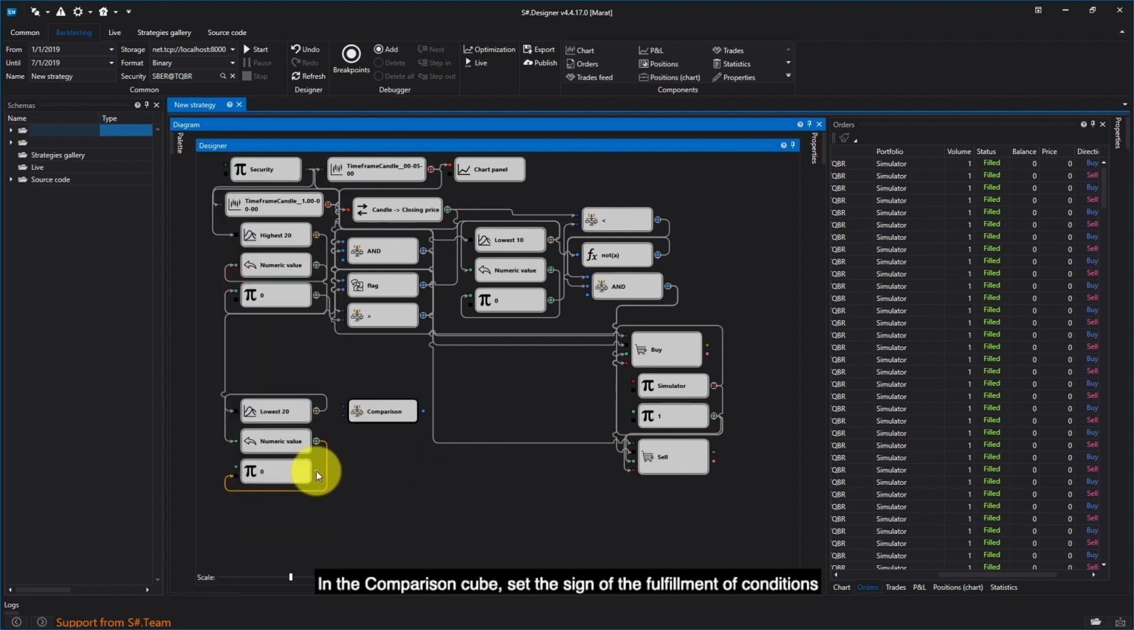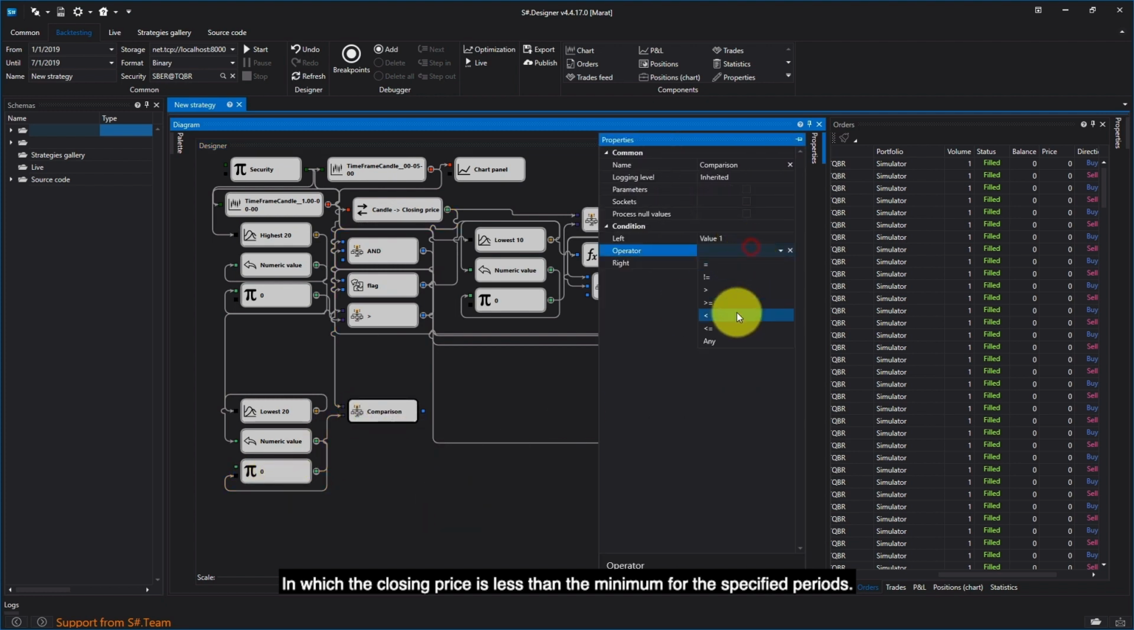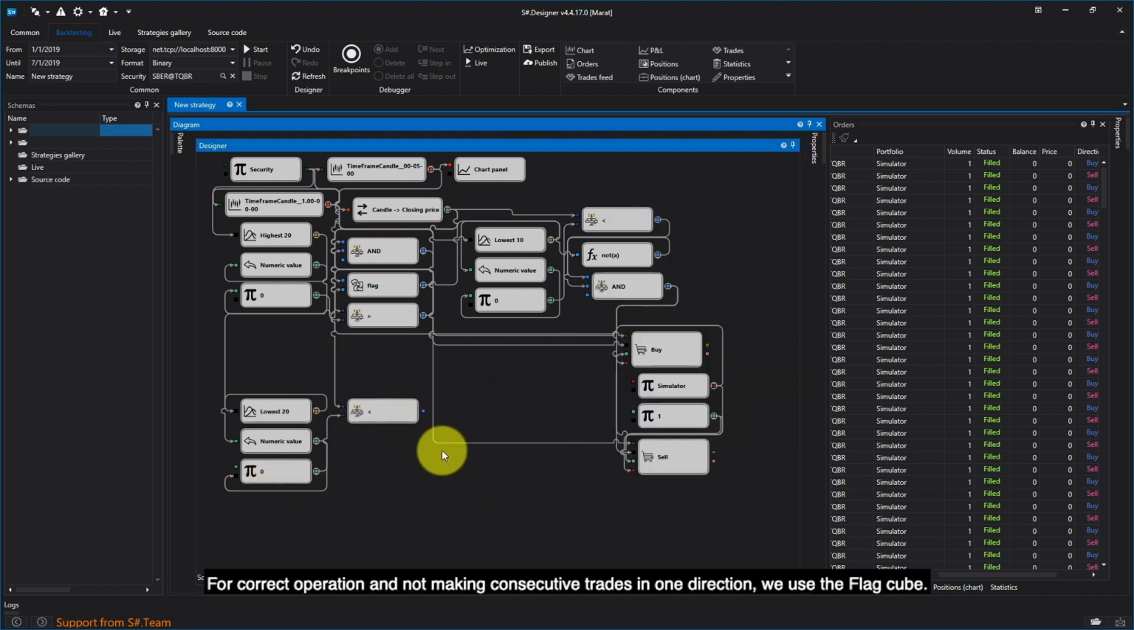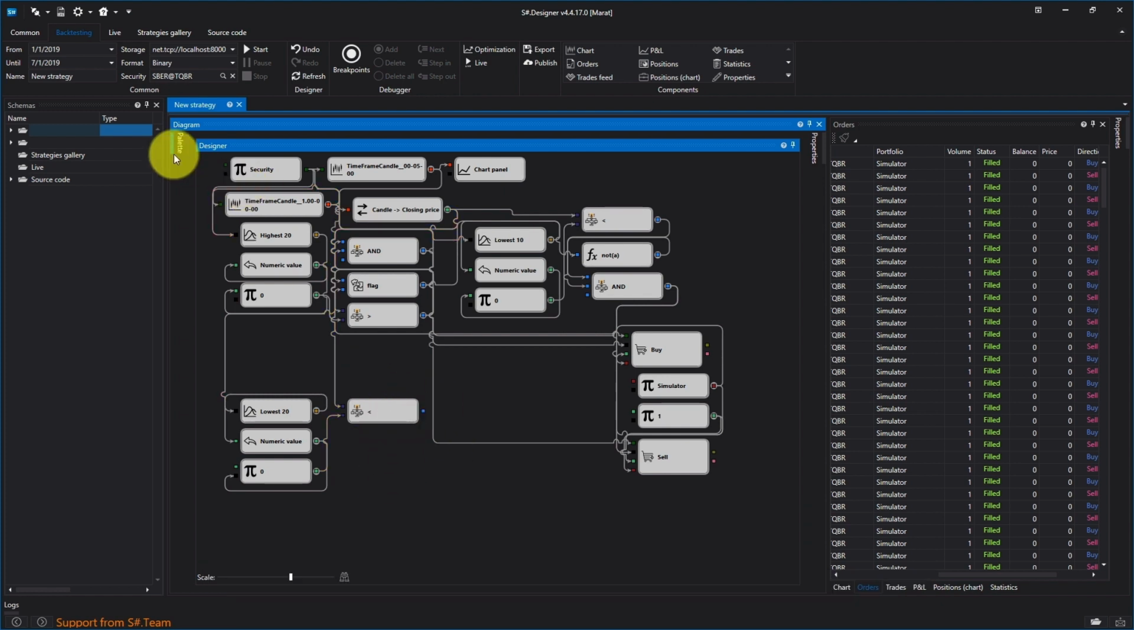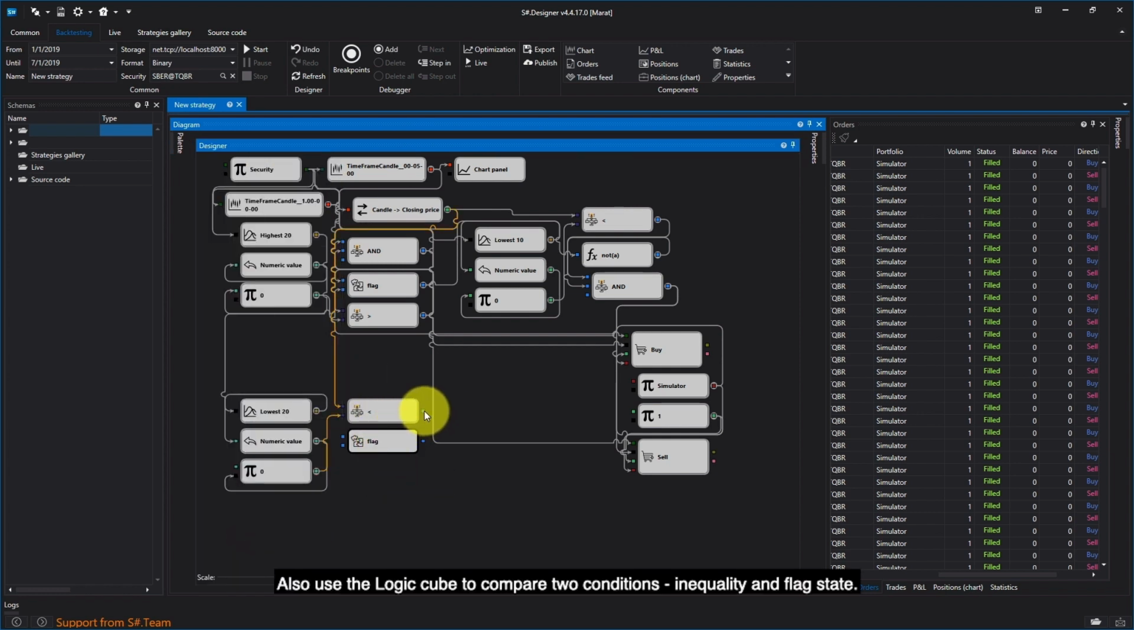In the comparison cube, set the sign of the fulfillment of conditions, in which the closing price is less than the minimum for the specified periods. For correct operation and to avoid making consecutive trades in one direction, we use the flag cube. Also use the logic cube to compare two conditions, the inequality and the flag state.